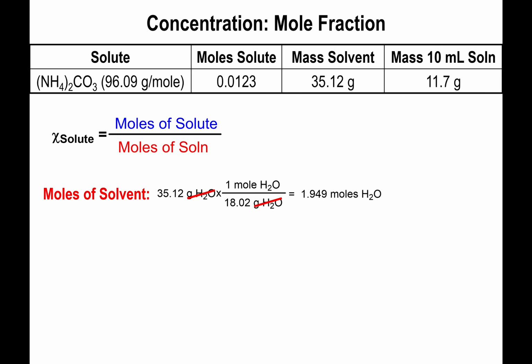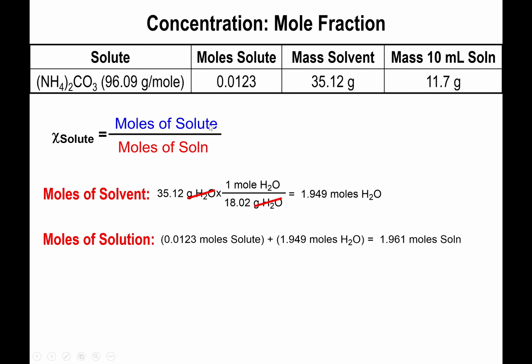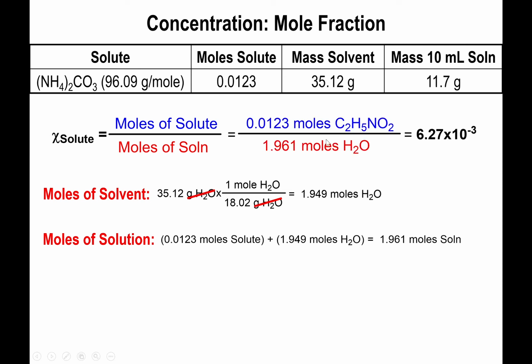Okay, so here we go. The moles of the solvent can be given by the 35.12 grams of solvent, aka water, divided by the molar mass of water, 18.02, which is equal to 1.949 moles. So this yields the moles of water. Then you add the moles of water with the moles of solute to yield the moles of solution, which in this case is 1.961. At the end, you divide the moles of the solute, 0.0123, by the moles of the solution, not of water, but actually solution. So we get a value that is less than 1, in this case 0.00627.